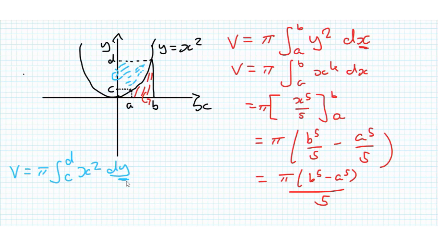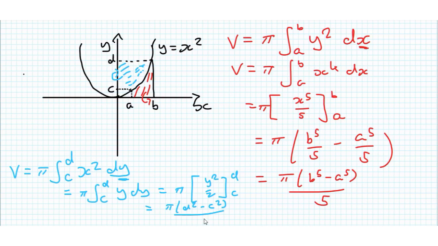This is quite nice because x squared is just equal to y, so this is just pi times the integral from d to c of y with respect to y. That's just equal to pi y squared over 2 from d to c, and similar to before, we get pi times (d squared minus c squared) over 2. We could simplify that with the difference of two squares, but we won't bother. This is just to demonstrate the point.